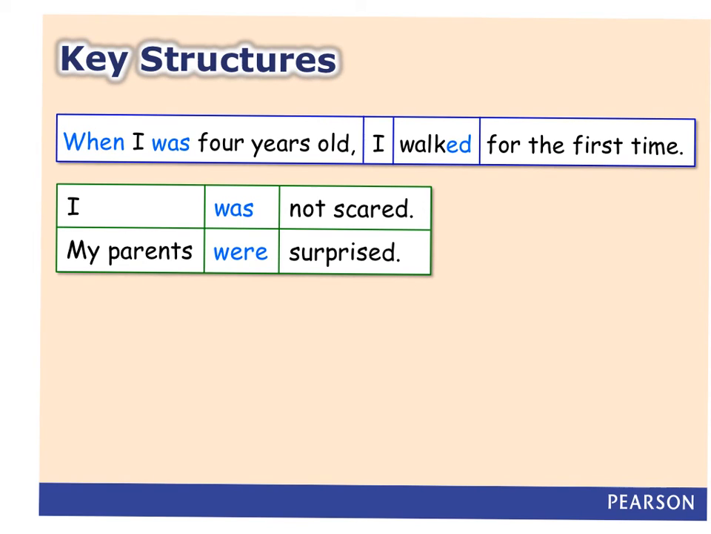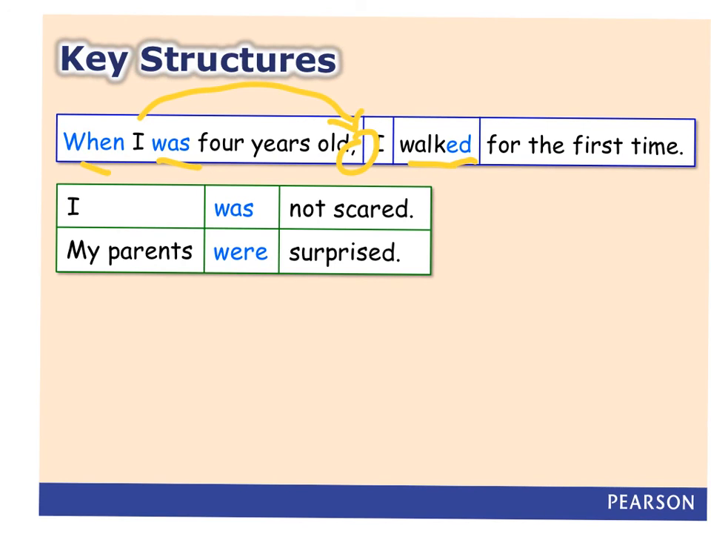So these are the key structures for chapter 1. When I was 4 years old, comma, I walked for the first time. We use past tense was and walked to talk about the past incident. We use when to connect two simple sentences together and make sure we put a comma if we're putting when in the front. But if you put when here, then we can take away the comma.